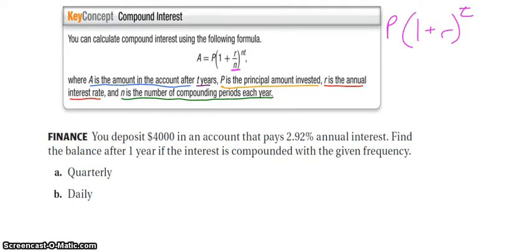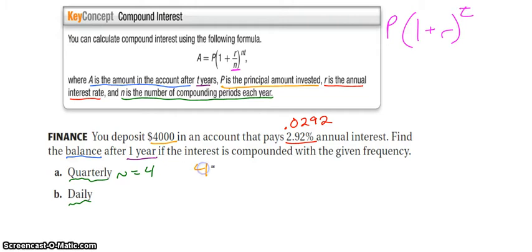So I have my time, I see after 1 year. My amount is going to be the balance that we're going to find in the end. The amount I'm putting in is 4,000. My rate is 2.92%, which is 0.0292 as a decimal. And then our number of times compounded, quarterly and daily. So quarterly, you have to think about how many quarters are in a year, and there are 4 of them, so n equals 4.